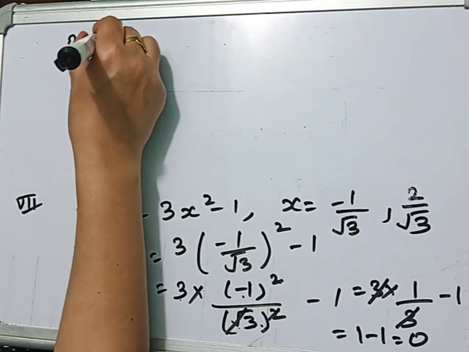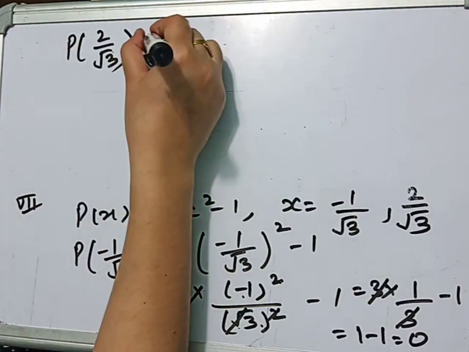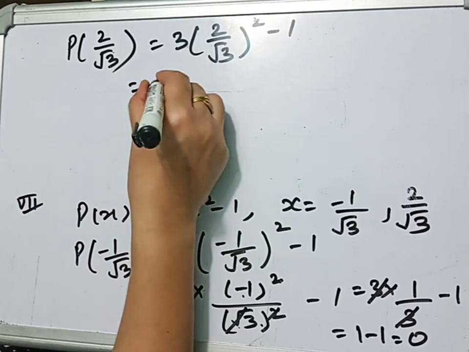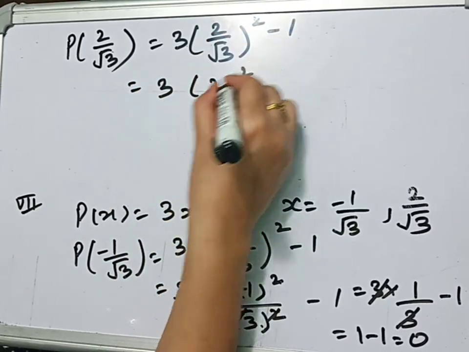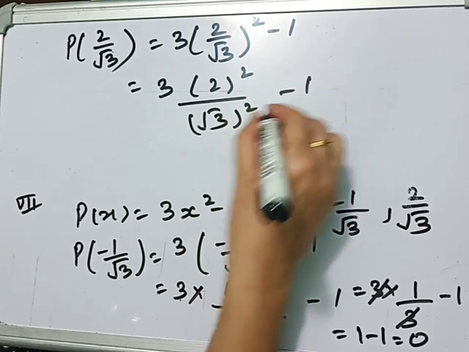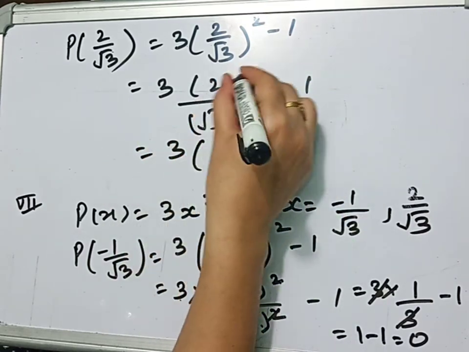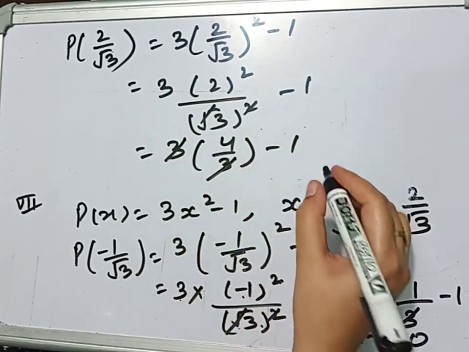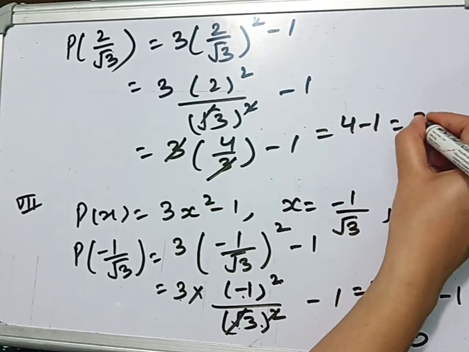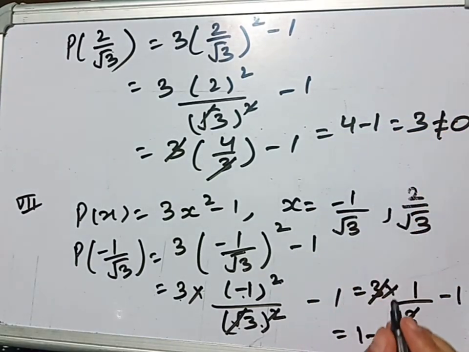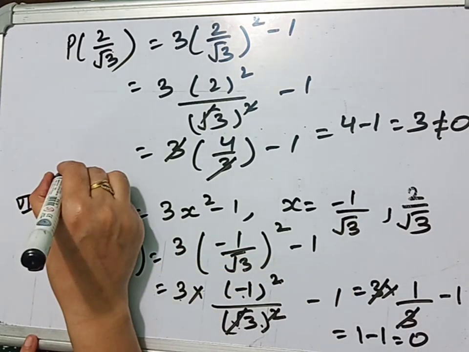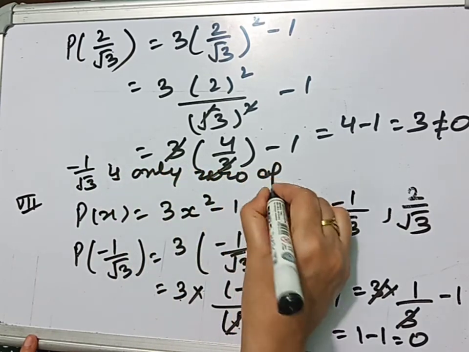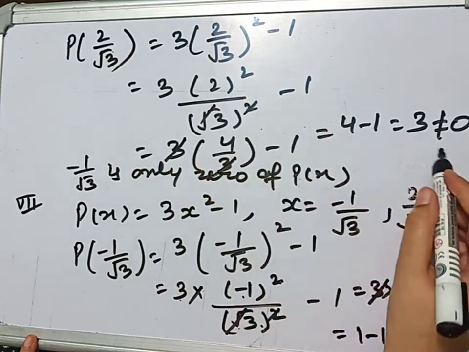Now p(2 over root 3). 3 into (2 over root 3) square minus 1. Again separate the square of numerator and denominator. 3 into 2 square, 4, root 3 square is 3. 3 and 3 can be cancelled out. 4 minus 1 is equal to 3. Now it is not equal to 0. Now in this question, minus 1 by root 3 is only 0 of p(x). 2 by root 3 is not 0 of the given polynomial.